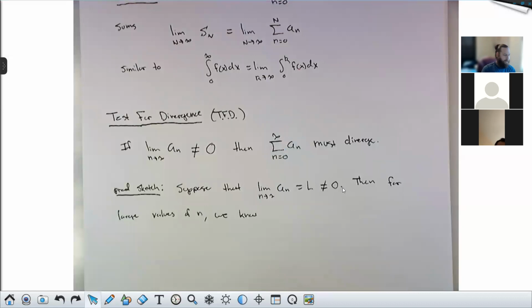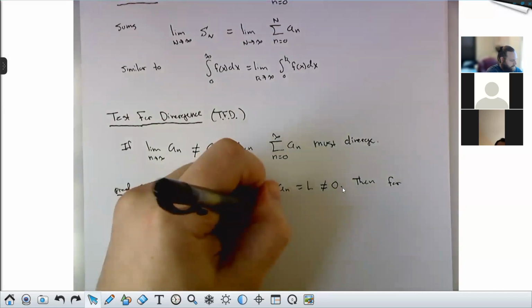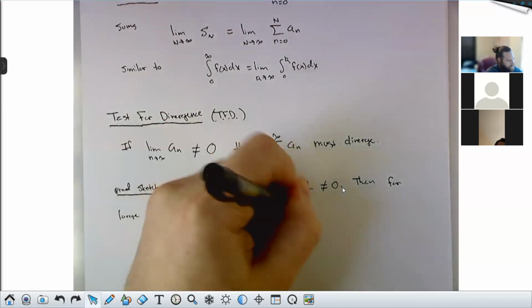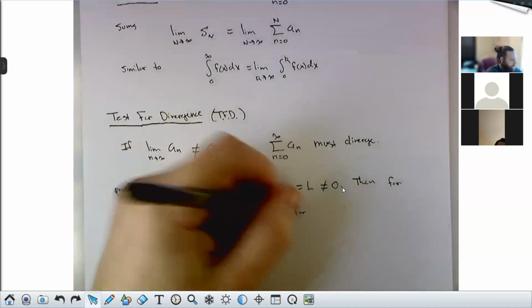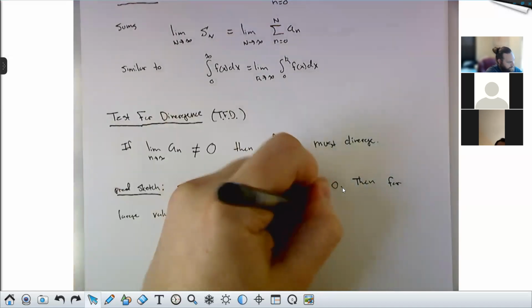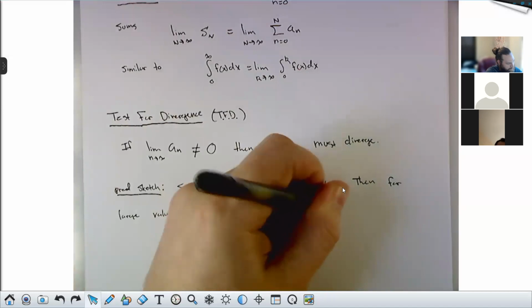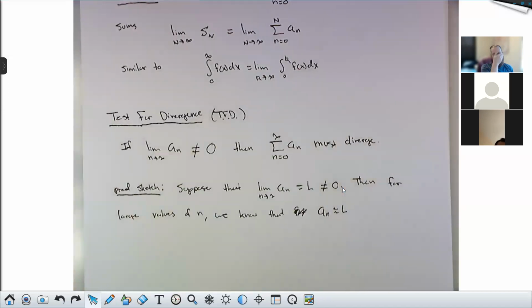So if the limit of an is L, then we know that for large values of n, an is approximately equal to L. Right? If you put a really, really big value in for n, then the an itself should be very close to L. That's exactly what it means to say this limit is equal to L.